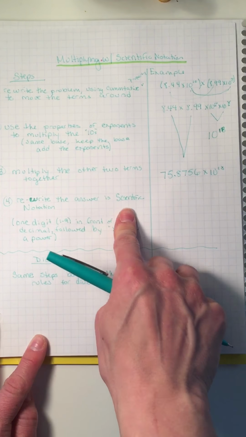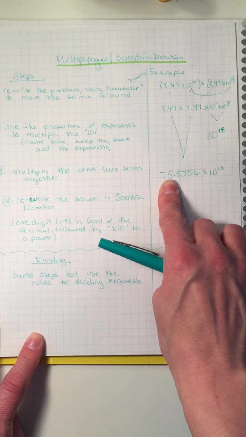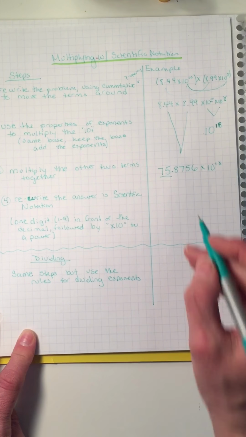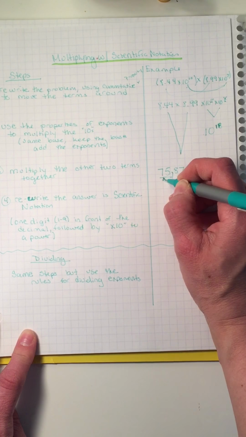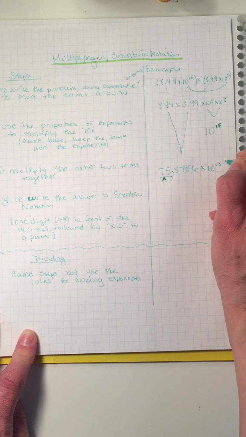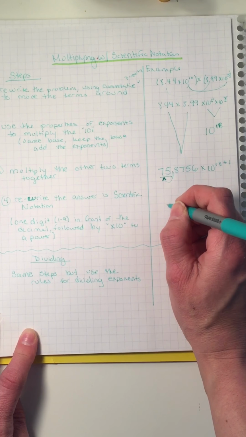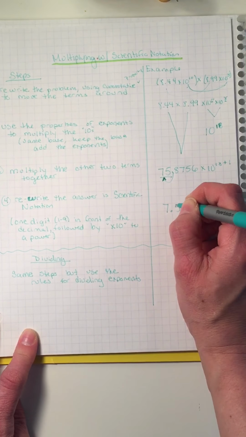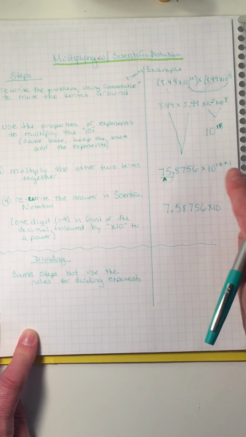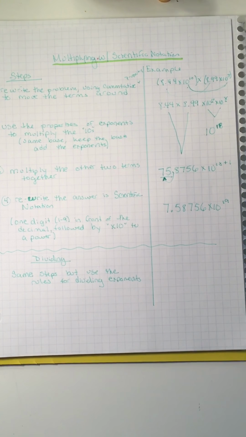I have to rewrite it in scientific notation, which remember, that means that I can only have one digit in front of the decimal. I have 2 digits here, so I have to move the decimal over one time. Okay? Since I'm moving it to the left, I have to add to the exponent, however many times I had to move it over. So this becomes 7.58756 times 10, not to the 18th, but to the 19th power.